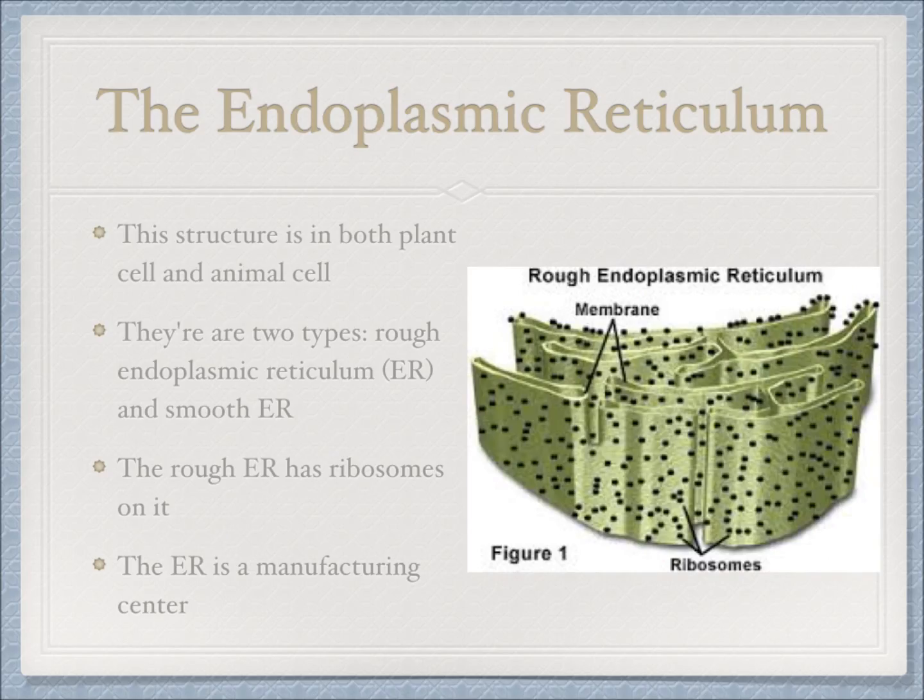The endoplasmic reticulum, or the ER. This structure is in both plant cells and animal cells. There are two types, the rough ER and the smooth ER. The rough ER has ribosomes on it, and the smooth ER doesn't. The ER is basically a manufacturing center.